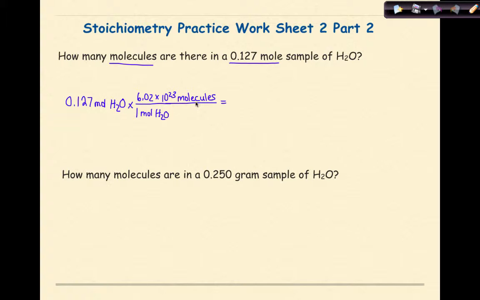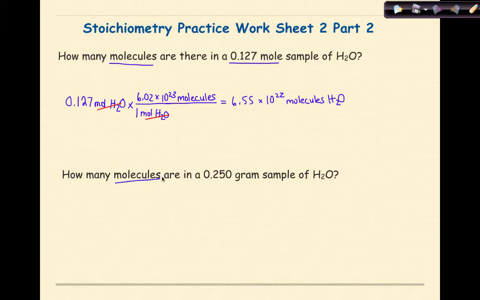So I want to cancel my units to make sure I've set this up correctly. Moles of water cancels moles of water. 0.127 times 6.02 times 10 to the 23rd divided by 1 gives me 6.55 times 10 to the 22nd molecules of water. Let's look at the next problem.